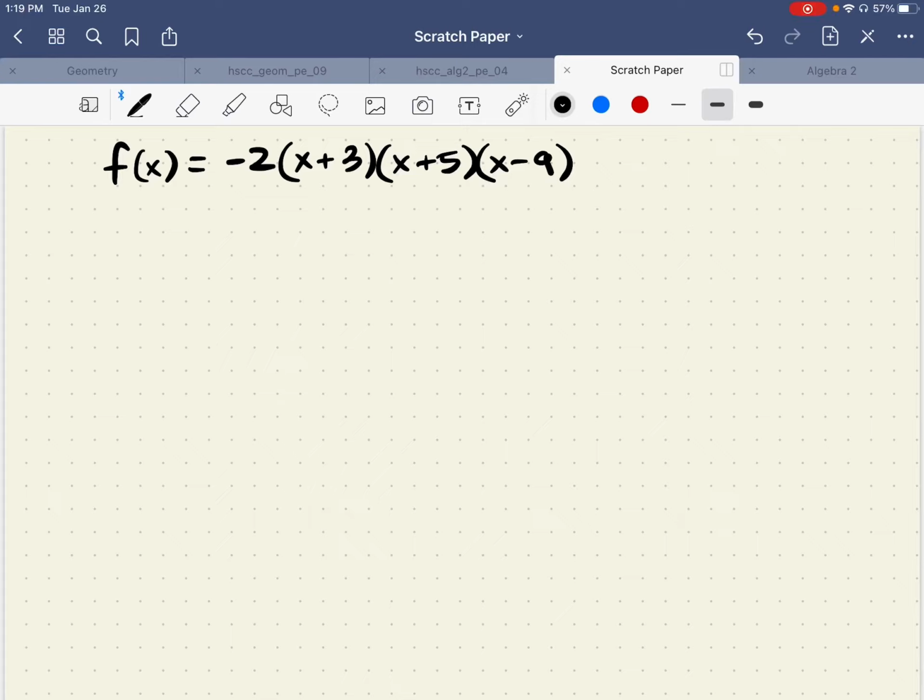Find the leading coefficient sign. So what's the sign of the leading coefficient? Find the degree of the polynomial, and then finally quickly sketch the end behavior of the polynomial. All right, so here's how it works.